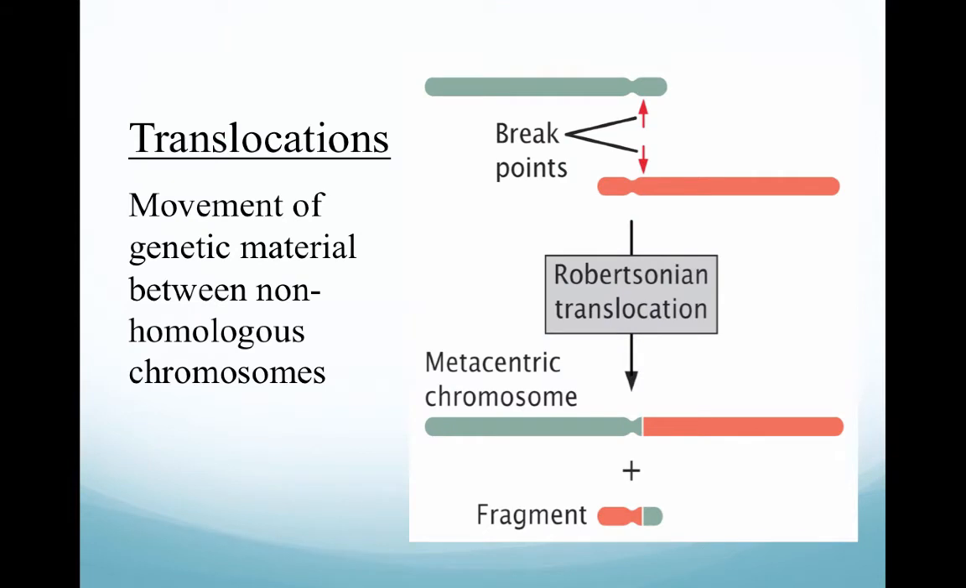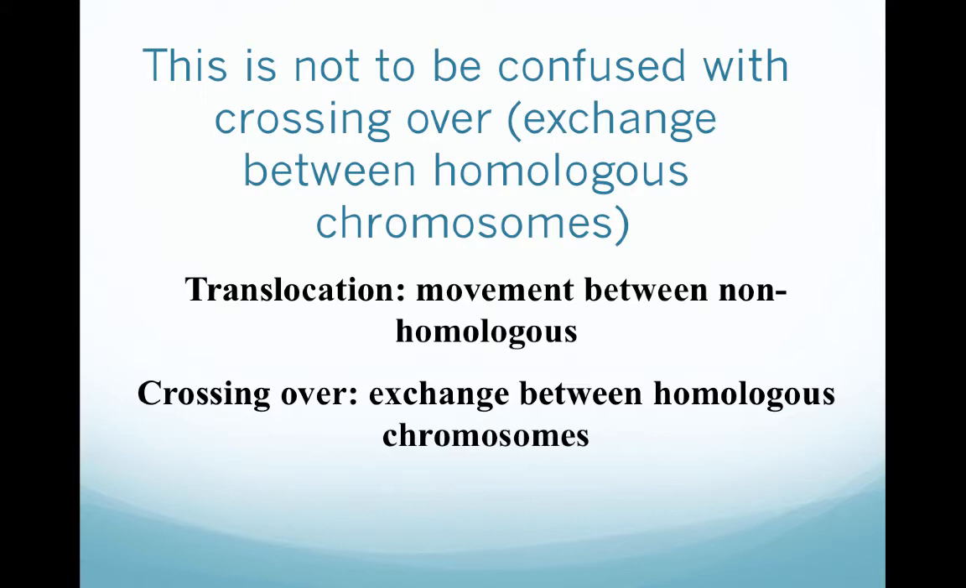Okay, so translocations are where we see genetic material actually breaking off and joining with a completely different non-homologous chromosome. And this example is a Robertsonian translocation. We'll look more in depth at it in just a minute. But what it ends up resulting in is one large, kind of normal metacentric chromosome and then a fragment of another chromosome that's usually lost. All right, so translocation, please don't get it confused with crossing over.